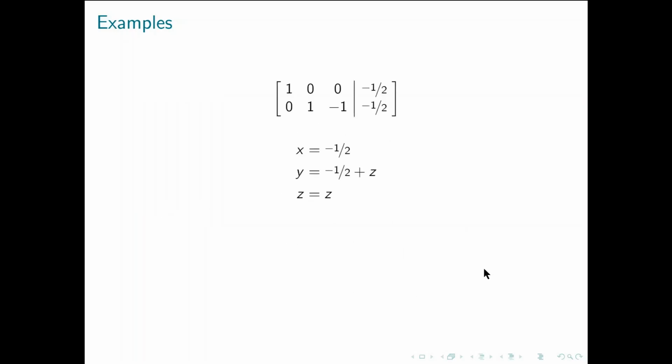Alright, so this is a pretty interesting result that we're left with. The first equation is pretty straightforward, x equals -1/2. But the second equation says that y minus z equals -1/2, or y equals -1/2 plus z. And z, well, z doesn't actually have an equation of its own. So in this case, we have more unknowns than we have equations.